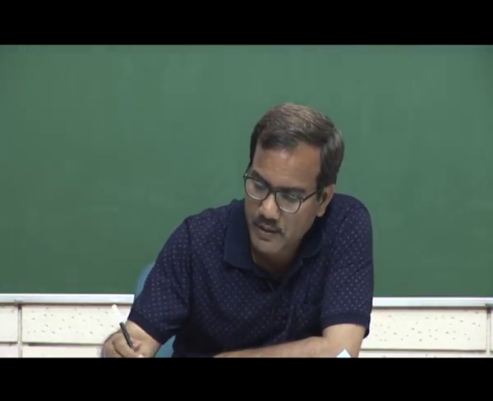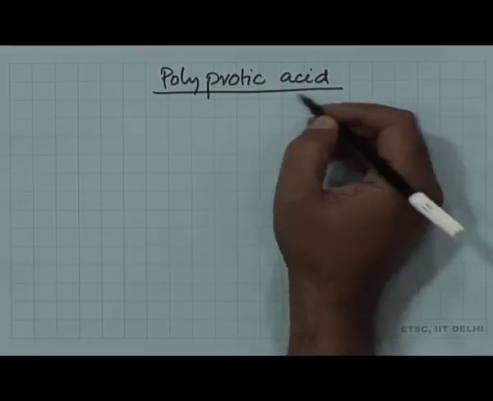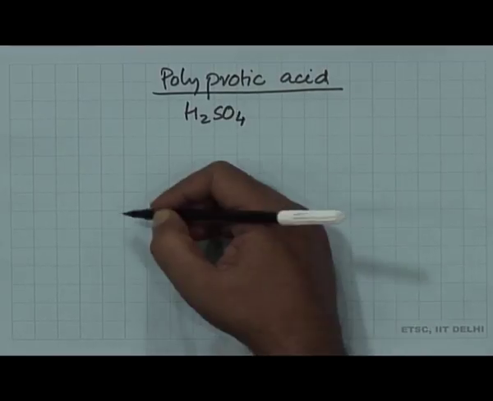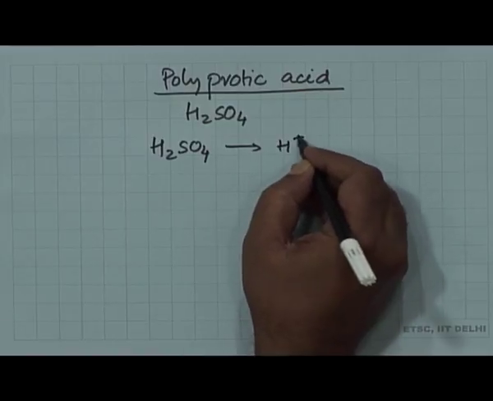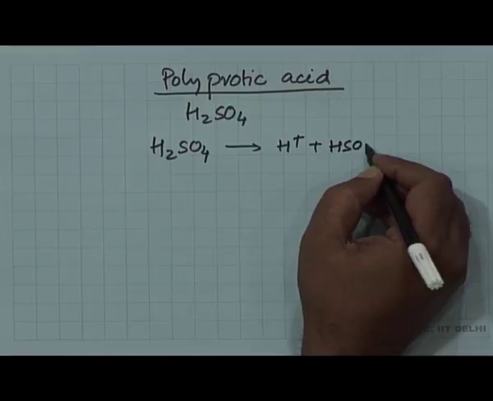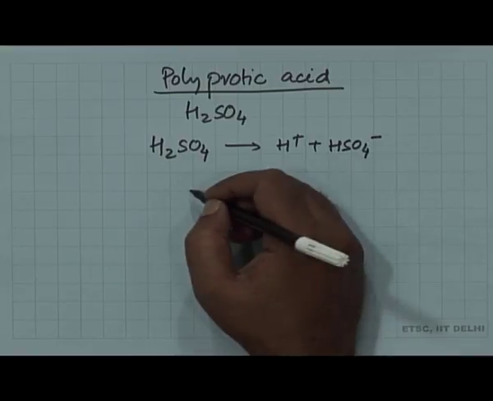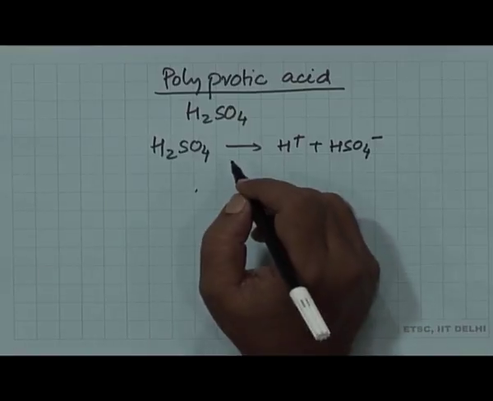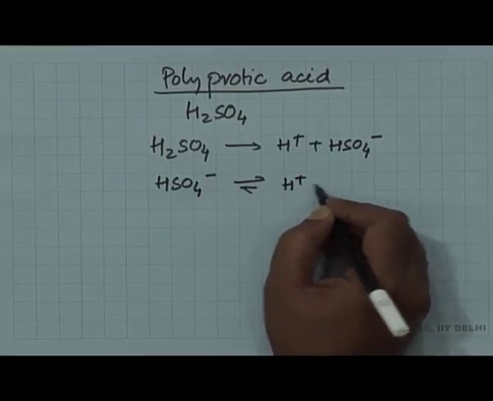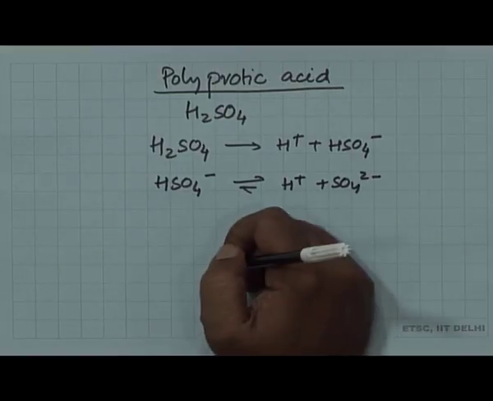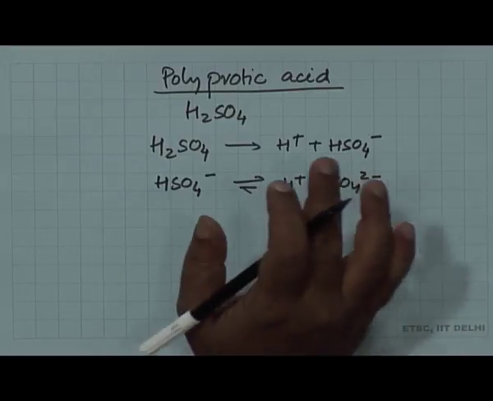Now, let us take a polyprotic acid, for example, H2SO4. For this polyprotic acid, the first dissociation is almost irreversible, or the K value will be very large. However, the second one may have some reversibility. It will dissociate less than the first one.